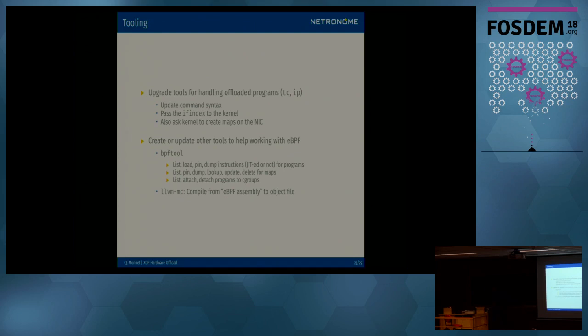So the latest versions are patched. We also have to make them ask the kernel to create the BPF maps on the device itself, for offloading programs using maps. And we also had to create or update some other tools used with BPF. For example, bpftool, which is now in the kernel tree, is a simple tool that is able to list, load, pin, and dump instructions for JITed or not JITed BPF programs. It works also with maps or with cgroups.